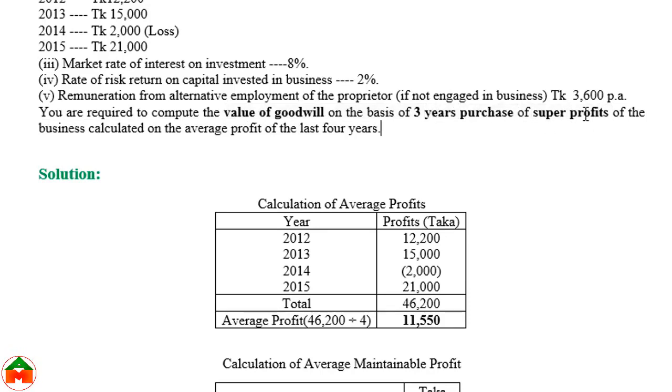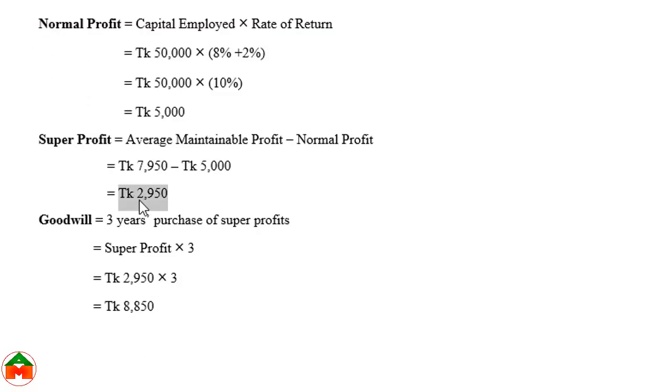That means we need to multiply the super profit by 3. Here the amount of super profit is 2,950 and this is the 3 years purchase of profit. The amount of goodwill is 8,850. This is the goodwill on the basis of super profit.